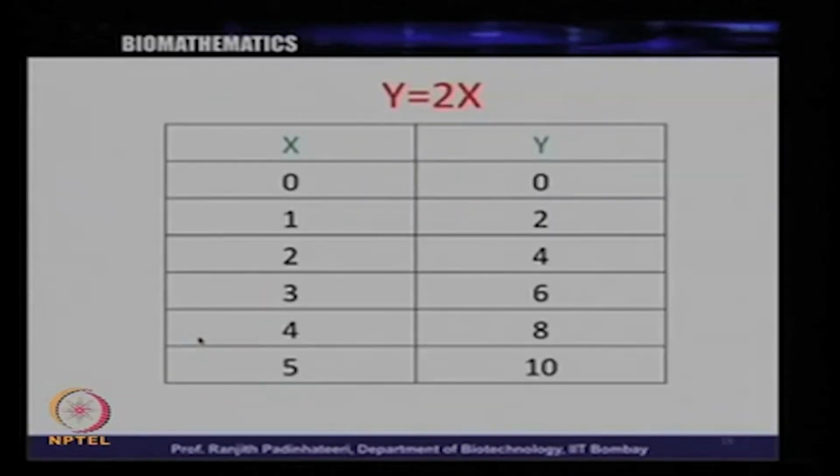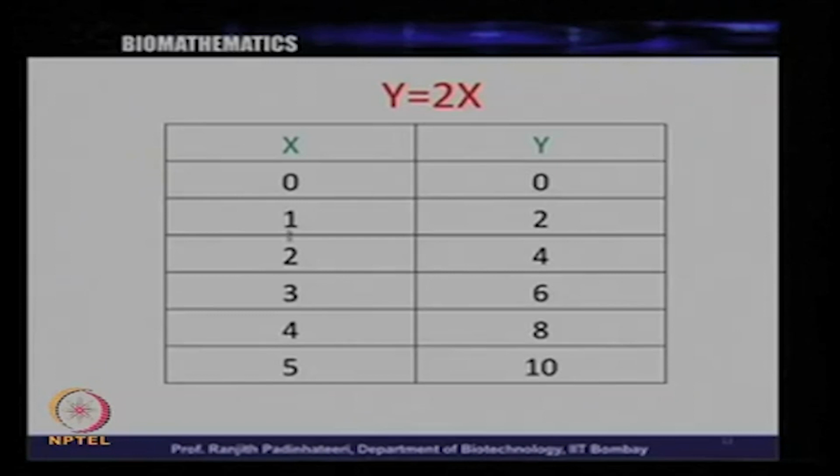Now let us look at the next function. The next function is y equal to 2x. When you say y equal to 2x, what does it mean? The y value is twice that of the x value. So, let us look at this table which is here. For x value of 0, we have y value which is 0.